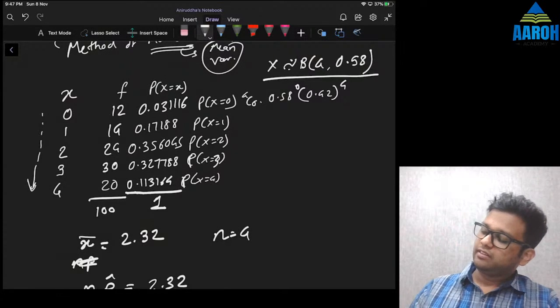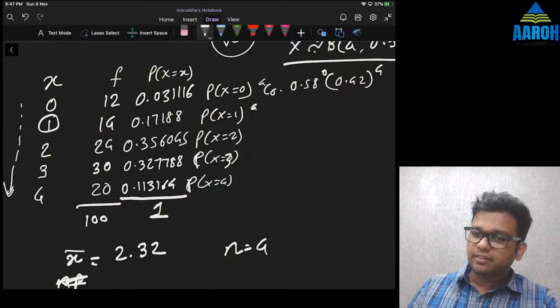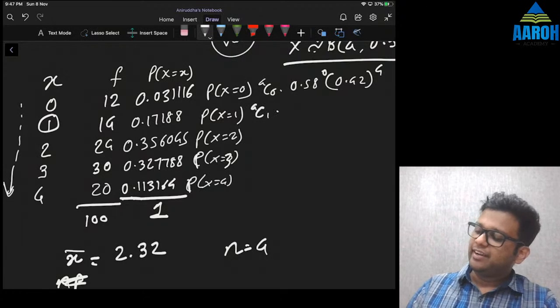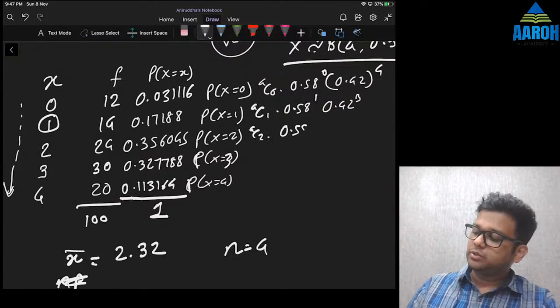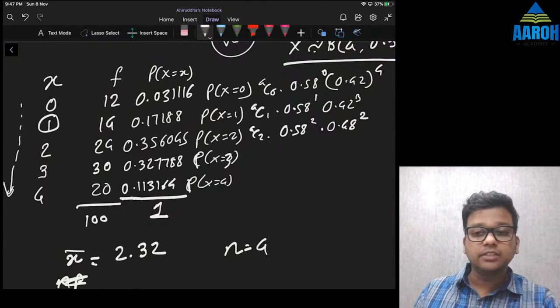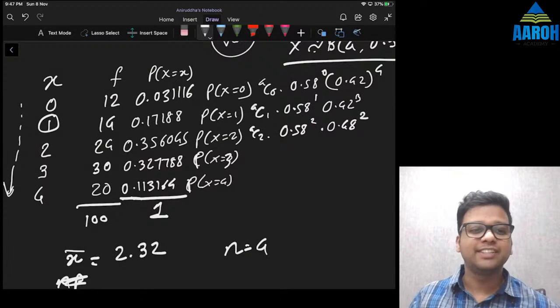Acha, Misbah, just like the binomial distribution, this is the number of successes. So the probability that x equals 1 will be 4c1 into p raised to 1 into q raised to n minus 1, that is 3. Then 4c2 into p raised to 2 into q raised to 4 minus 2, that is 2, and so on. Understood, Misbah?